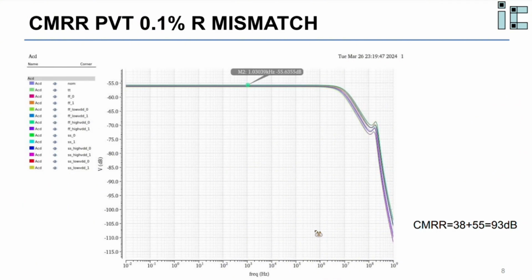The CMRR of the INA is affected by mismatch, which can be improved by better layout design. We introduce resistor mismatch manually. It shows the INA reaches 93 dB CMRR.